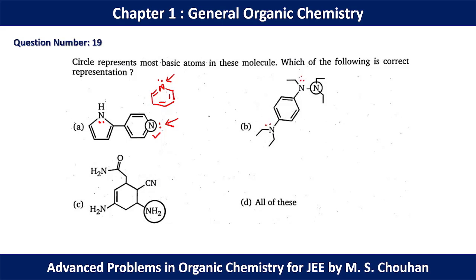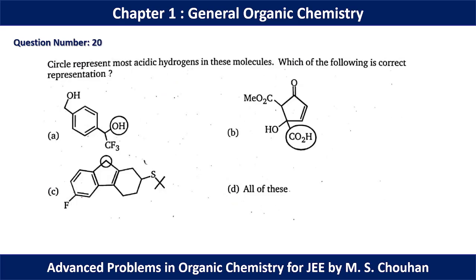In this case, these two lone pairs are resonance stabilized, or involved in resonance. That's why the basicity is less, whereas this one is not involved in resonance and the basicity will be high. In this case, again, this lone pair is not involved in resonance and the hybridization is sp3. So the minimum s character and not being involved in resonance will show more basicity. So all of these are correct.